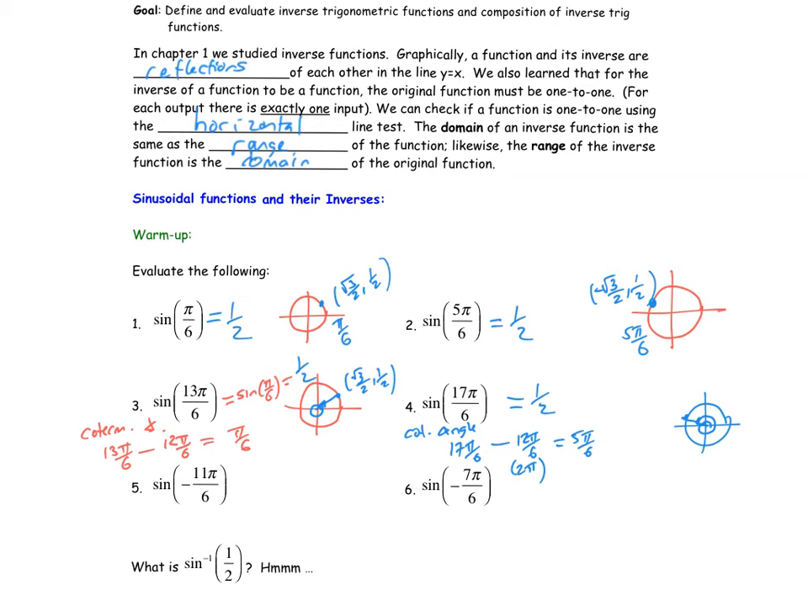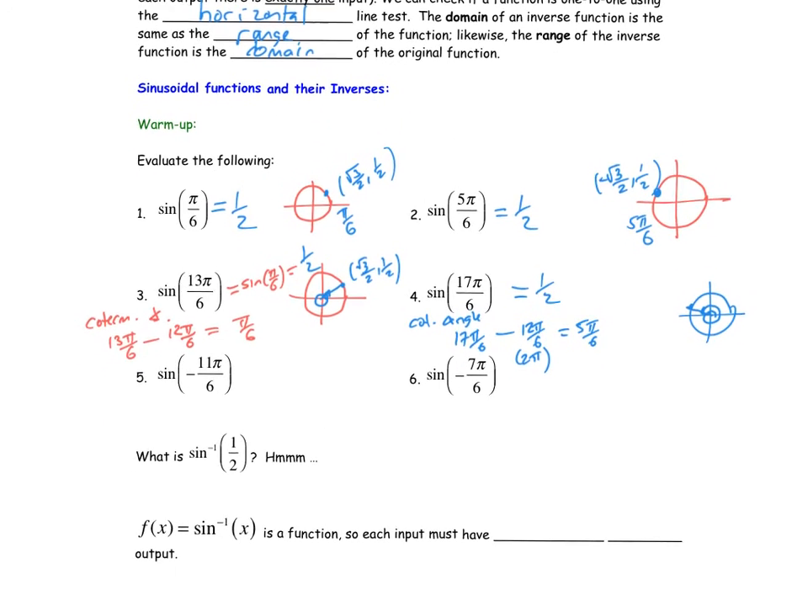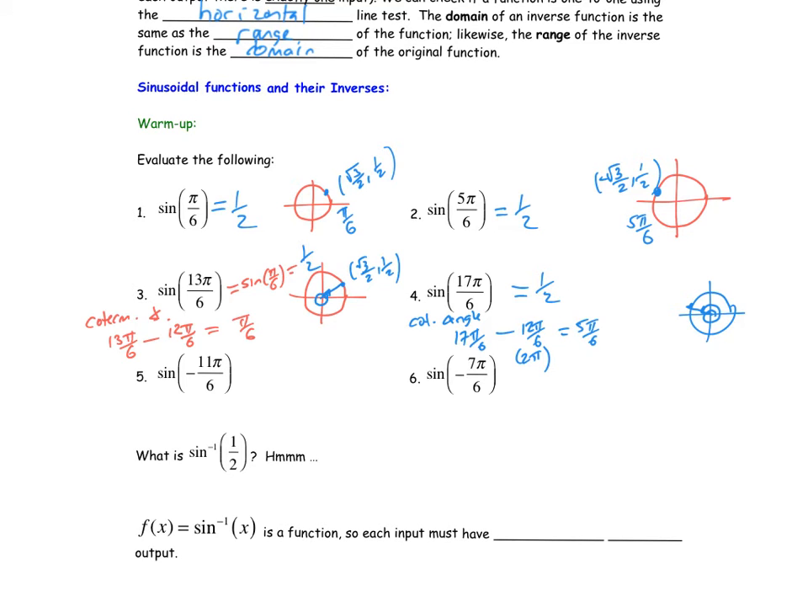What about negative 11 pi over 6? This is what we need to find in number 5, sine of negative 11 pi over 6. Negative 11 pi over 6 isn't directly on our unit circle, but we can find a coterminal angle once again. To find a coterminal angle, we add a full rotation, 2 pi, which I will write as 12 pi over 6. So negative 11 pi over 6 plus 12 pi over 6 is pi over 6. So sine of negative 11 pi over 6 is the same thing as sine of pi over 6, which is the same point on my unit circle, so that's going to be 1/2.